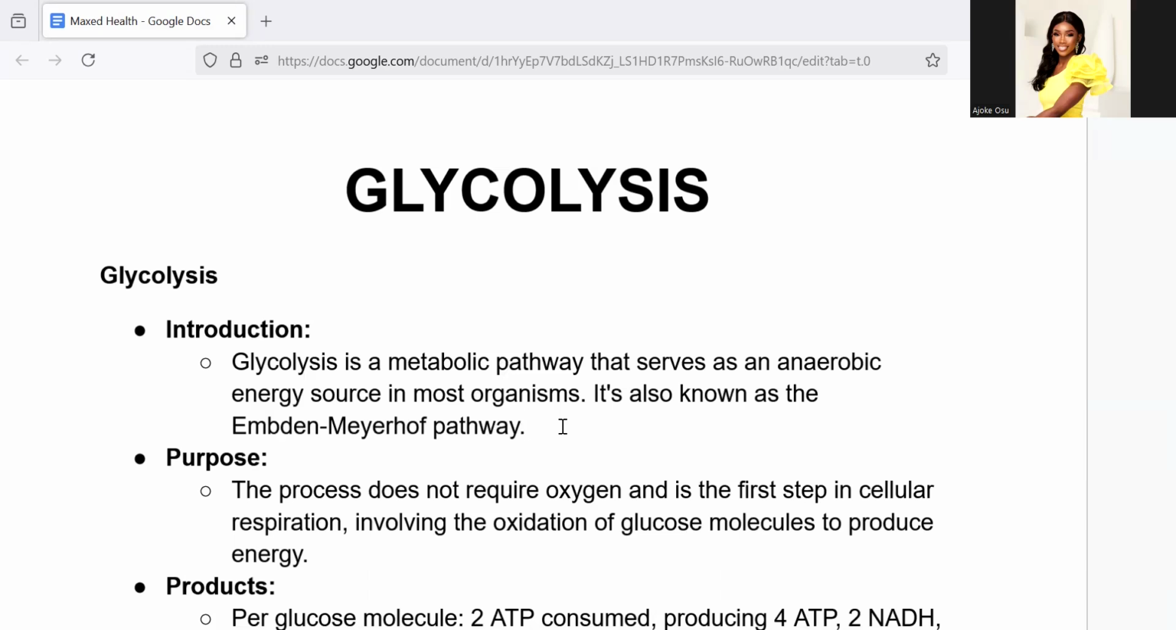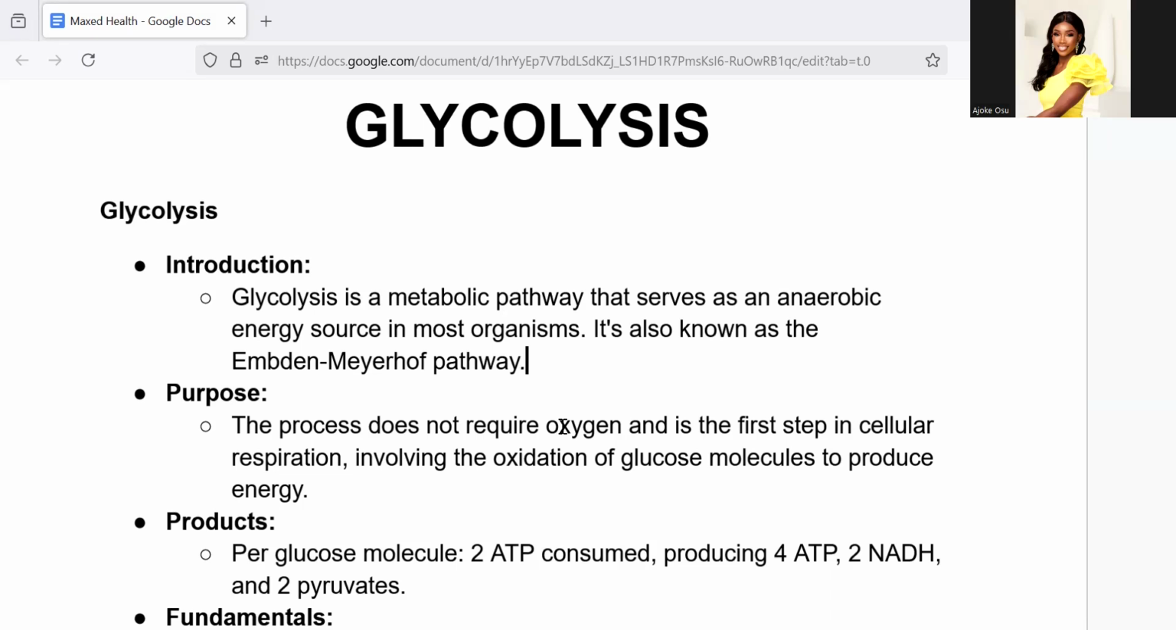Although it doesn't require oxygen, that's the reason for its purpose in anaerobic respiration. Anaerobic means without oxygen, and it is also the first step in cellular respiration.